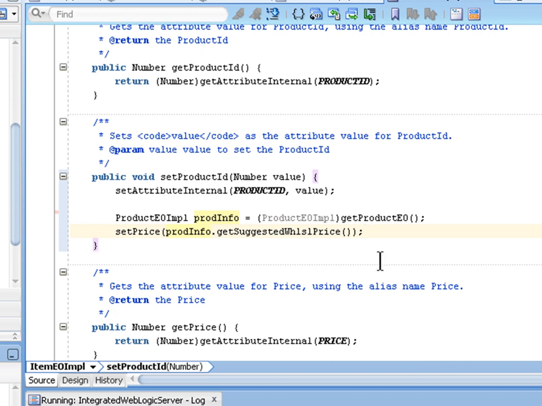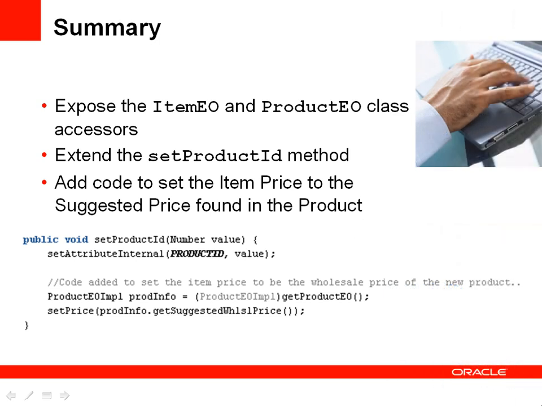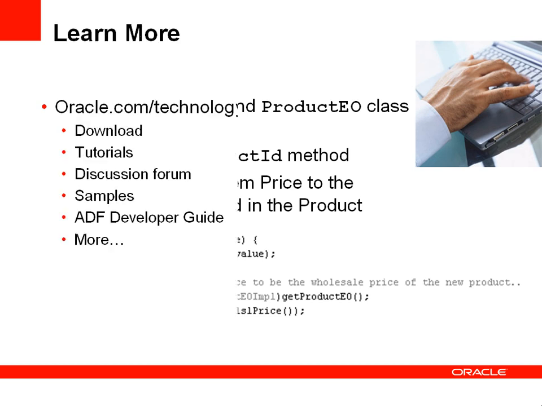Close everything up, and we're ready to go. It's just that simple. In summary, we've exposed accessor methods in two entity objects, extended the set method for one attribute, and then added code to set the default value in one entity attribute to the value found in a different entity attribute.